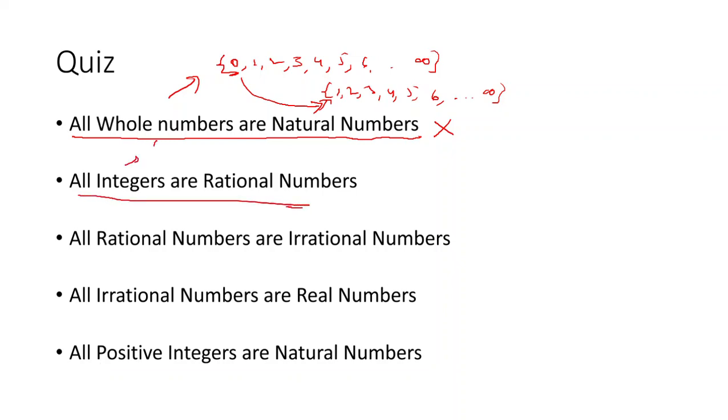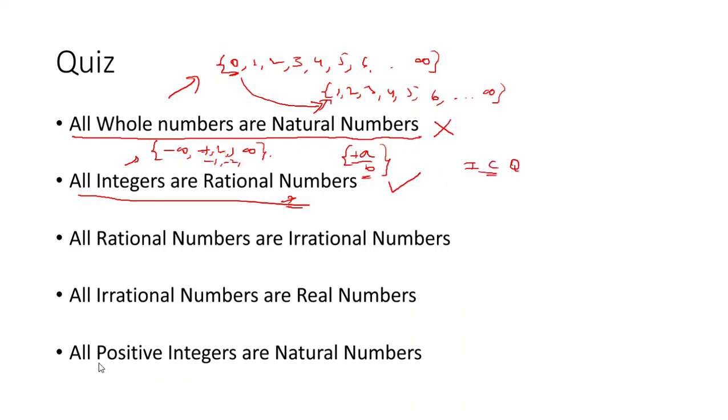All integers are rational numbers. So what is the integer set? Minus infinity to plus infinity. So it contains 1, 2, 3, minus 1, minus 2. What is the rational number set? Any number that can be written in the form a by b, where a by b can be positive or negative. So all integers are rational numbers is true because the integer set is a subset of the rational number set.